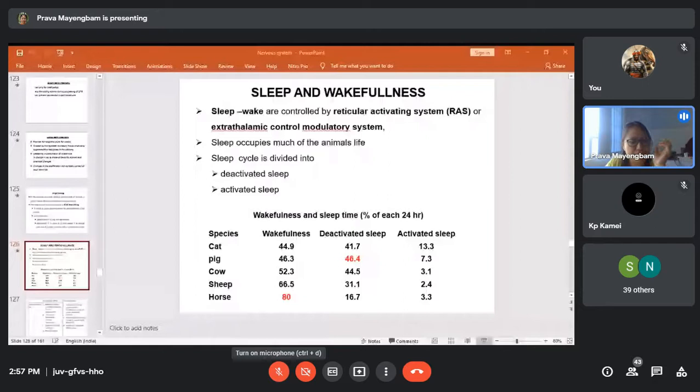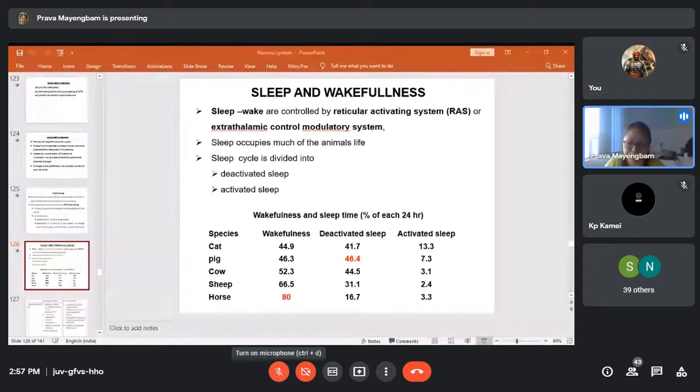So in case of animals, sleep occupies much of their time. Much of the animal's life is occupied by sleep. That means animals spend lots of time in sleep.